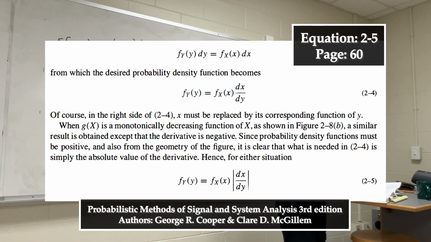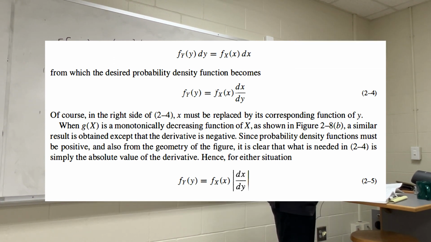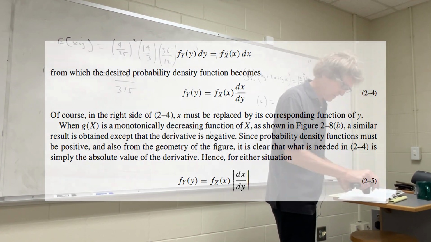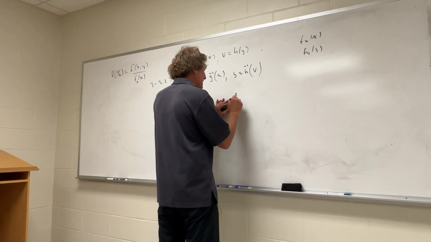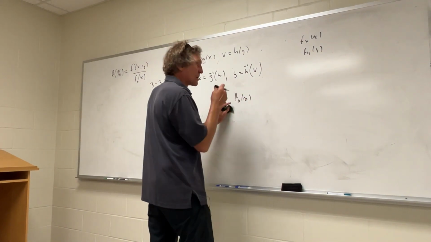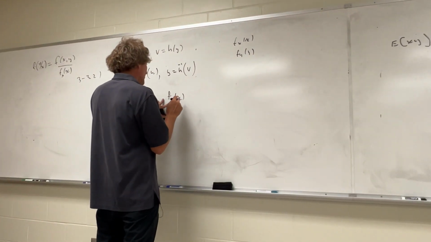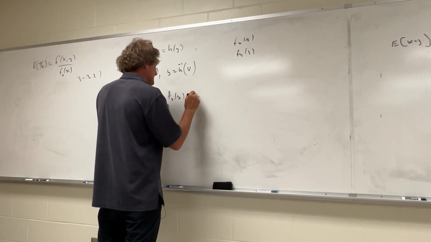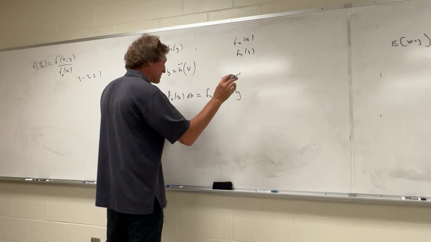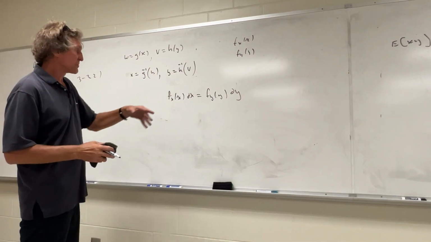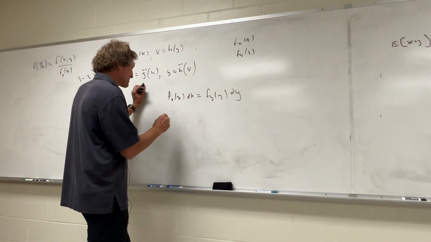on page 60, if you write this down, in equation 2-5, he'll have, and I'll write this up here, if you have f of x times dx, that's equal to f of y times dy. Forget about, well, we'll do the derivatives in a second.